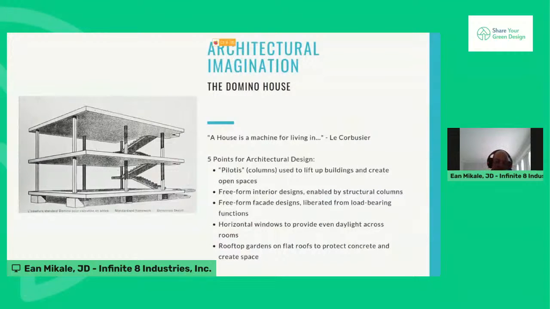And so as far as architectural imagination, the Domino House in architecture and design really was a huge turning point for the industry to break away from prior legacy paradigms regarding construction, right? Particularly of residences. And so Le Corbusier said a house is a machine for living in. And the 5 points of architectural design that he emphasized through this Domino House structure is, one, to lift the building up off of the ground, which at the time wasn't necessarily a revolutionary concept.